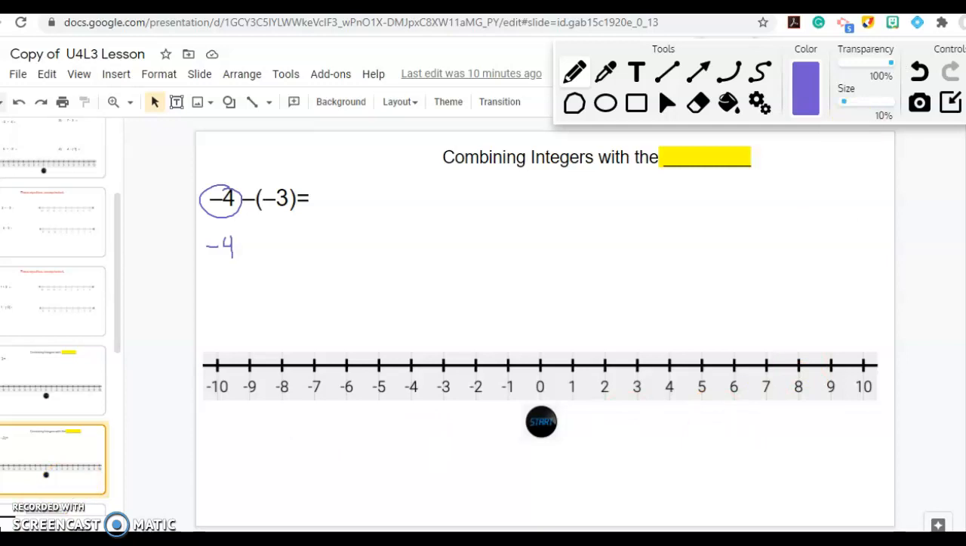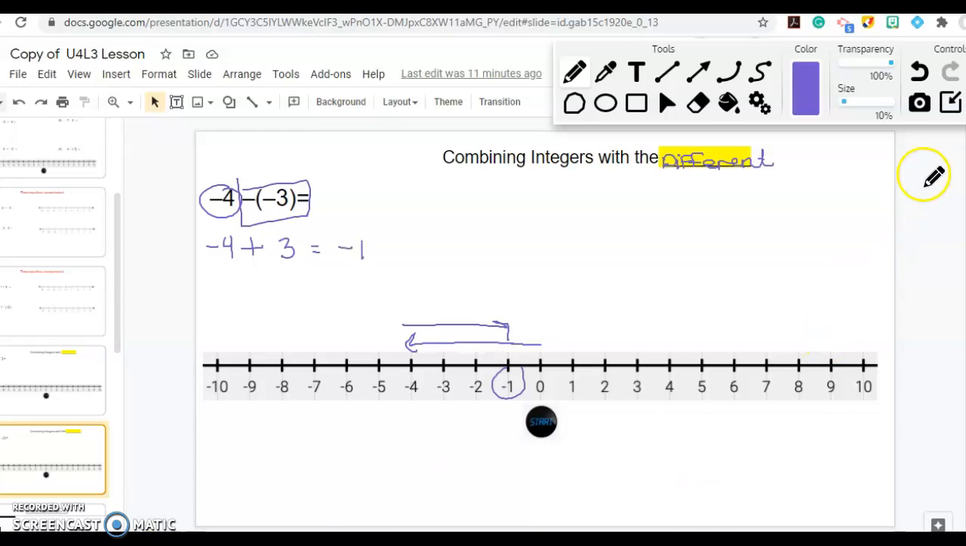So we have our negative 4 followed by the opposite of negative 3, which is positive 3. So now we have different signs. This will come in our next lesson, but just so we can start to think about whether our signs are the same or different. Here they're different, so that means we're going to end up going in two different directions. Let's go in the negative direction 4. 1, 2, 3, 4. And now we have to turn around and go in the positive direction 3. 1, 2, 3. And we end up at negative 1.